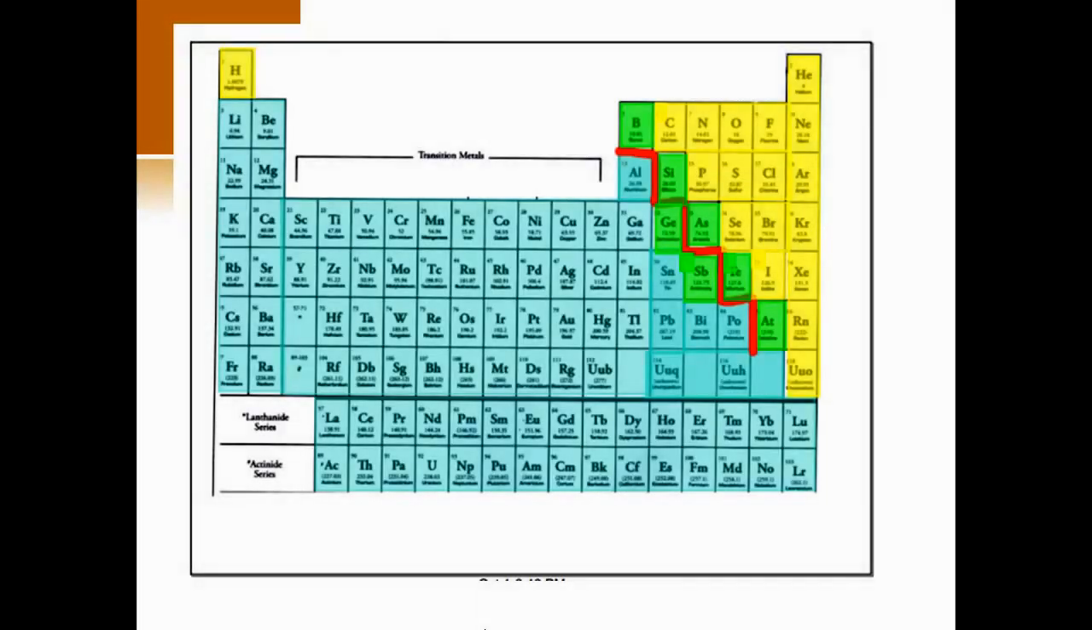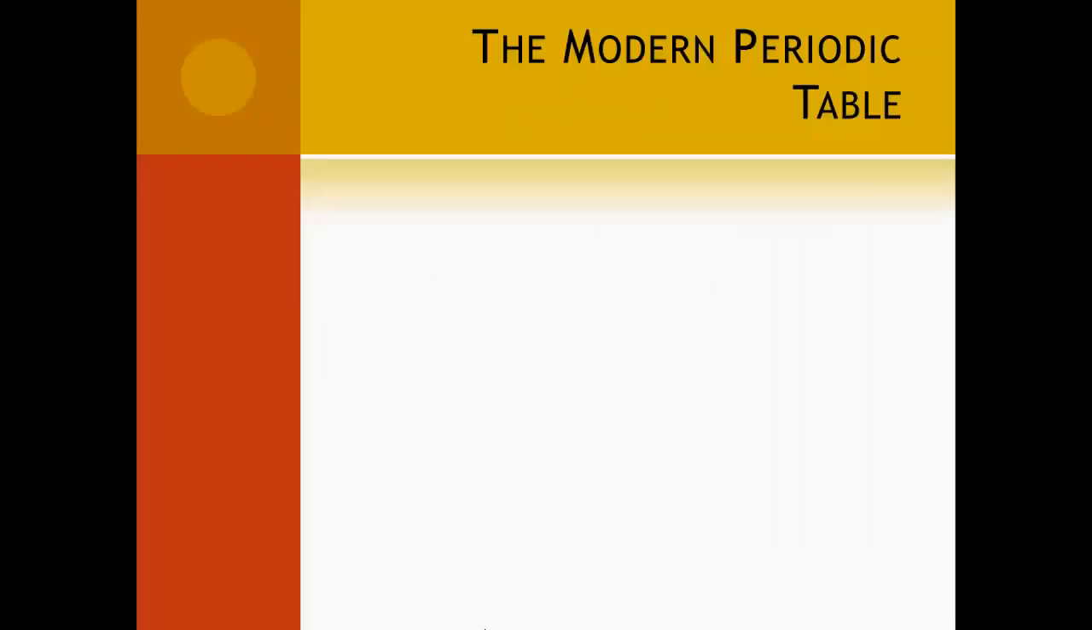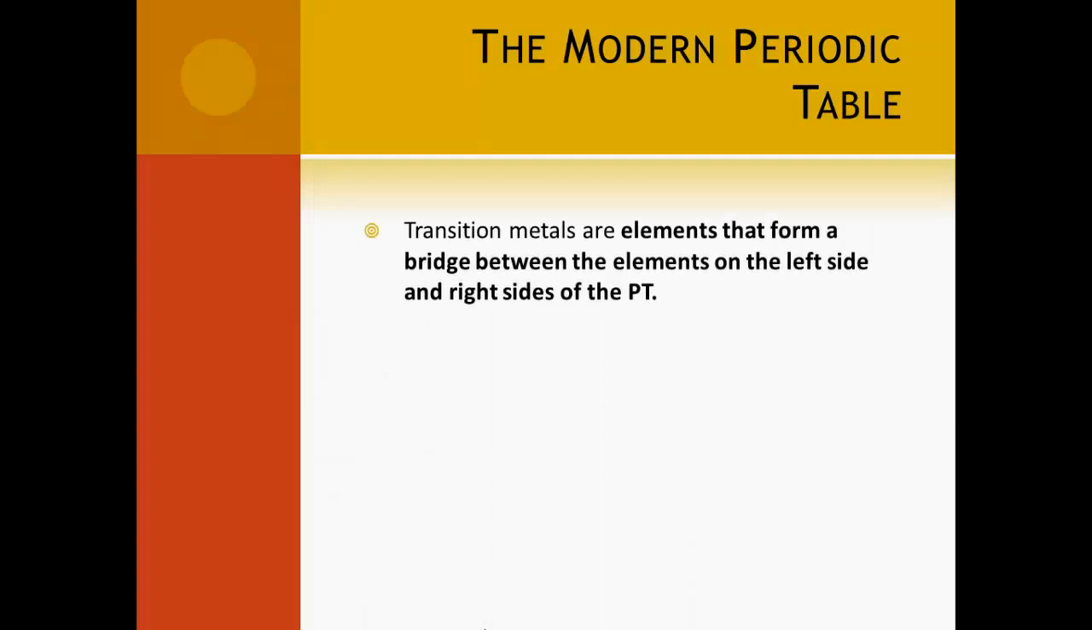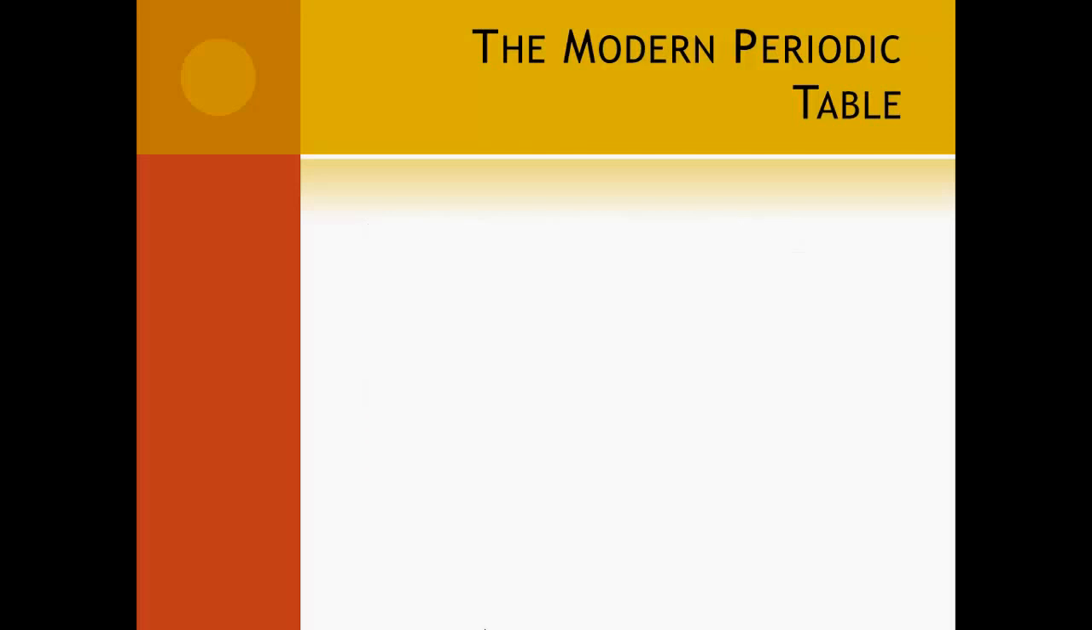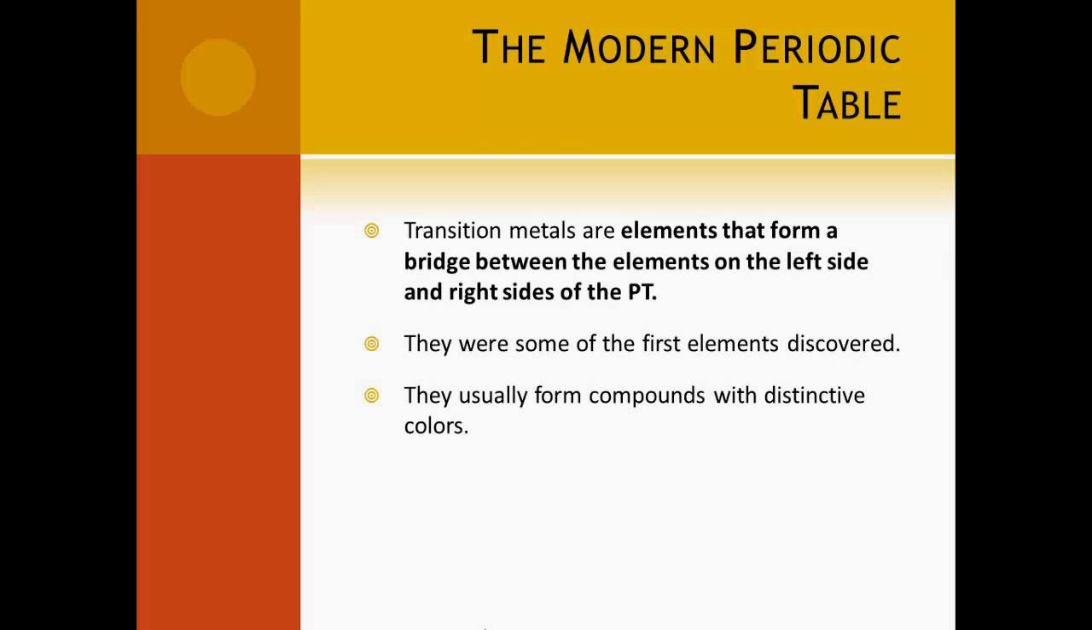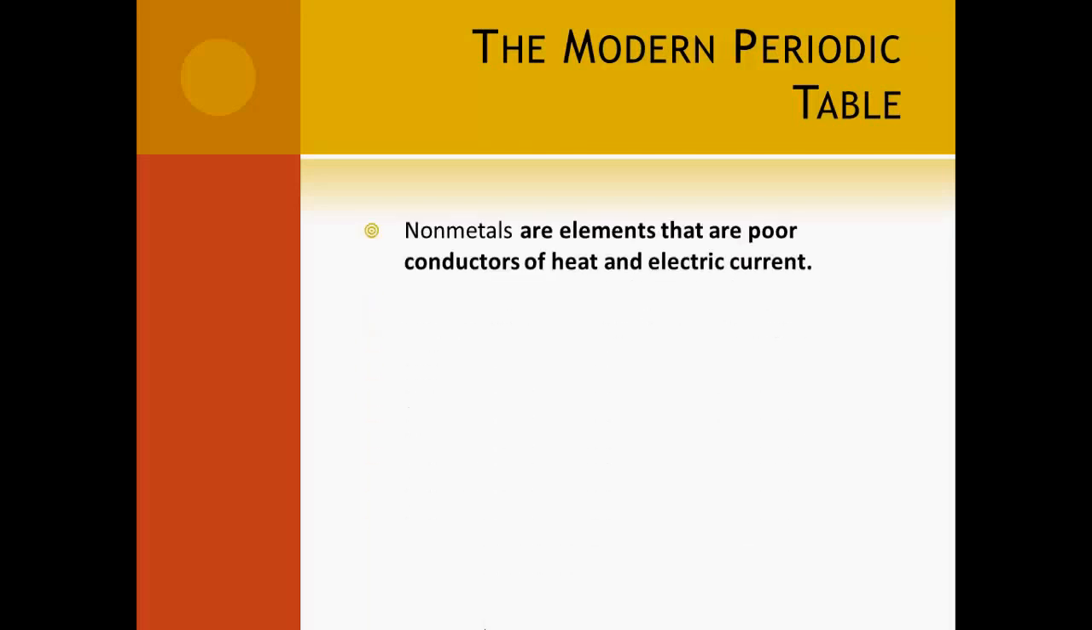So here you can see the difference between the metals in blue, the metalloids in green, and the nonmetals in yellow. The transition metals are the ones in the bridge. They're elements that form a bridge between the left and the right sides. They were actually some of the first elements discovered, and they form compounds with distinctive colors.